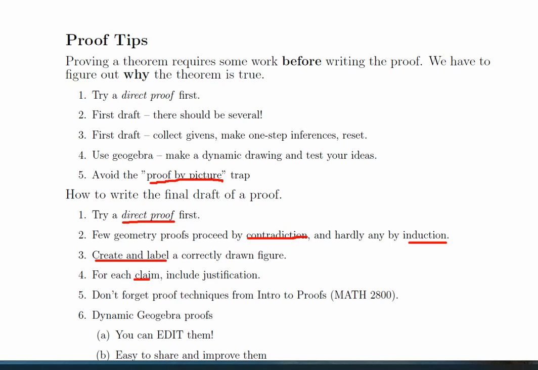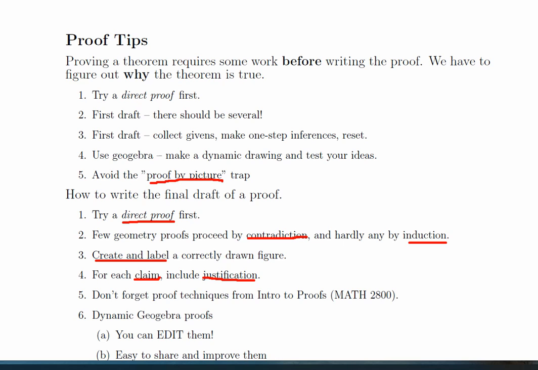Remember, for each claim, include a justification. Now, most of you did this well on Proof Project 1, the team project 1. But there were a couple statements that people made, and they were true statements, not arguing that they were true. They were true statements, but they didn't include a justification. So make sure that you're not only making true claims in your proof, make sure that you have a justification explaining why it's true.